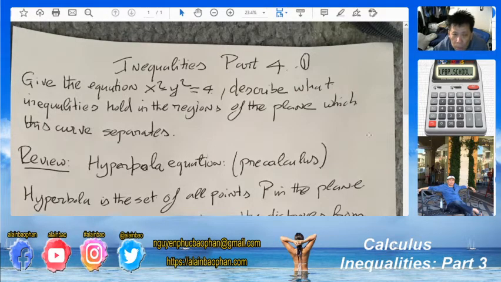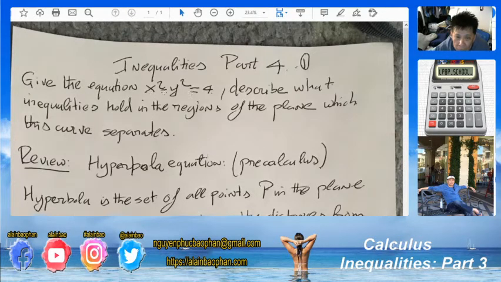It will include two variables x and y. Okay, so let's see the problem right here. Given the equation x squared minus y squared equals 4, describe what inequalities hold in the regions of the plane that this curve separates.